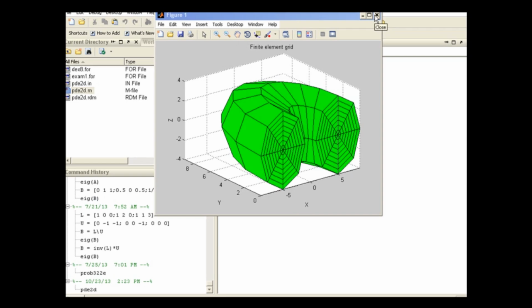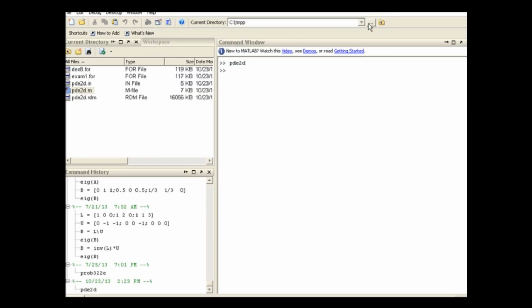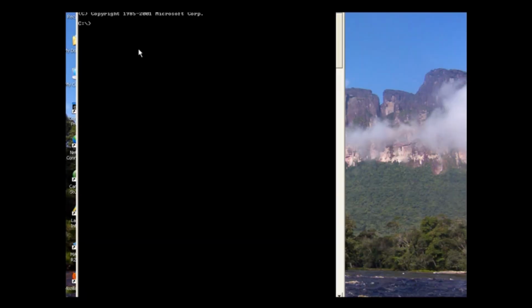Here's the finite element grid. And here's the output grid. Now let's look at the other user interface, the interactive driver. The interactive driver interface is more verbose. It gives you more options and chooses fewer defaults than the GUI, but you end up with essentially the same type of Fortran program. To invoke the interactive driver, you simply type PD2D and the name you want to give the program.